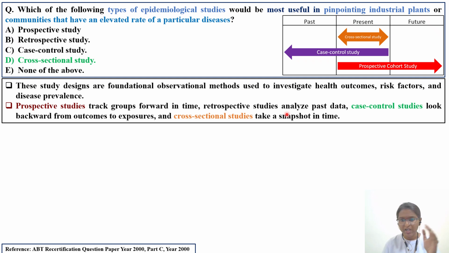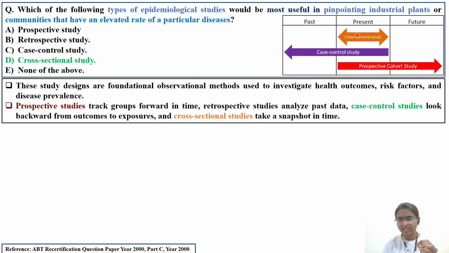Retrospective studies analyze past data. Exposure has happened, the accident has happened. Now you are going to find out the specific reason for that particular cause. So retrospective studies analyze past data, so that once we study such information, if such a thing happens in future, we will understand that particular situation and know how to handle it. Then next, case control studies look backward from outcome to exposure, similar to retrospective studies. And cross-sectional studies take a snapshot in time.